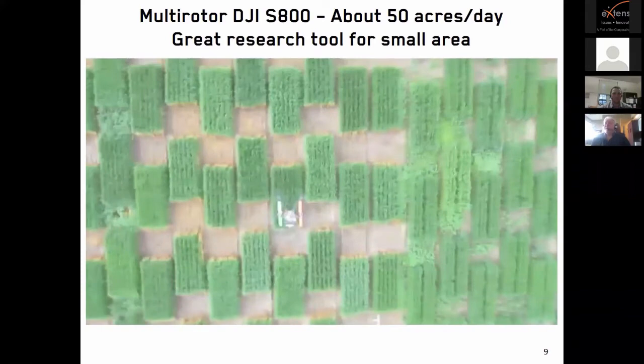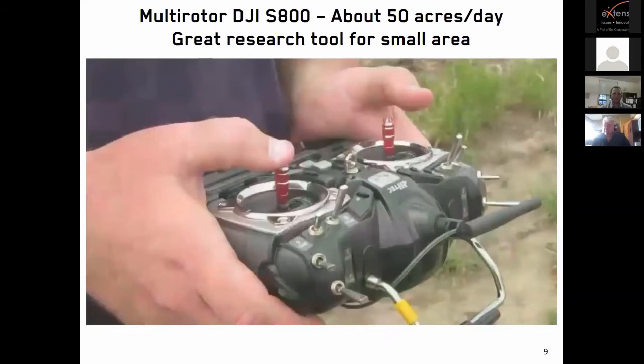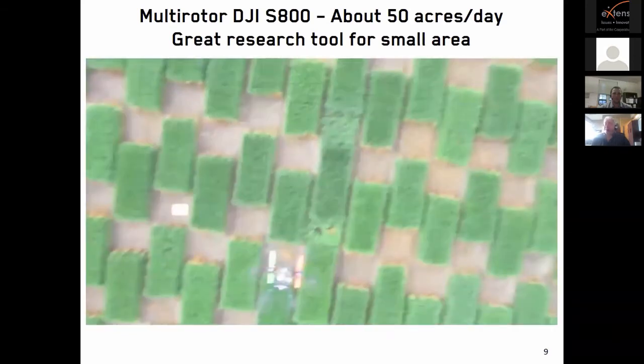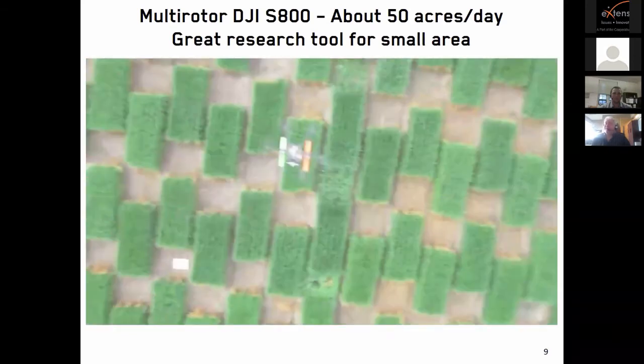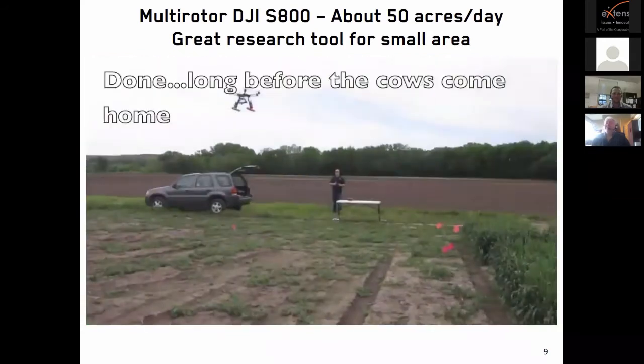Now the agronomist or the plant breeder is embarrassed when I show this because the plots are not all lined up nicely. There was a problem obviously with the GPS that day or something. So we got a drone above a drone, so we're getting the video.